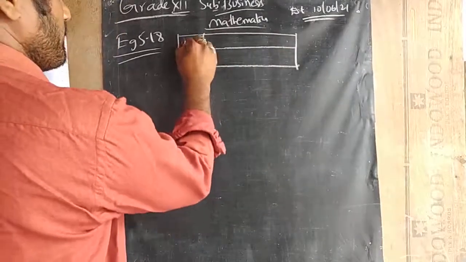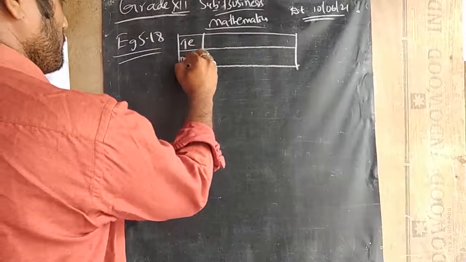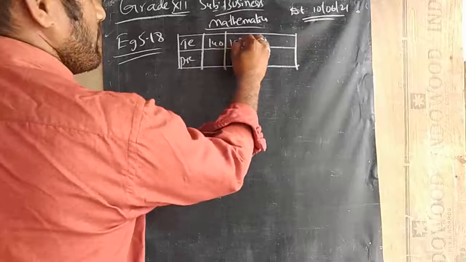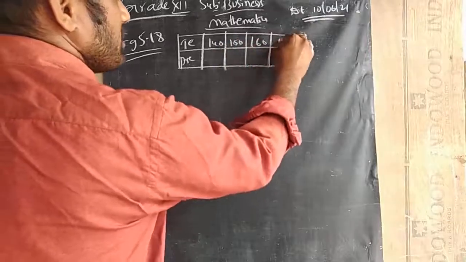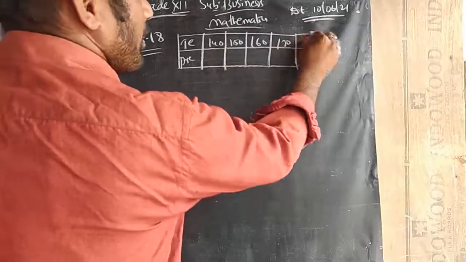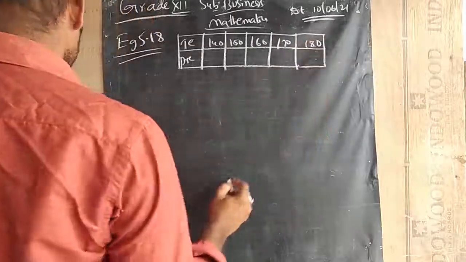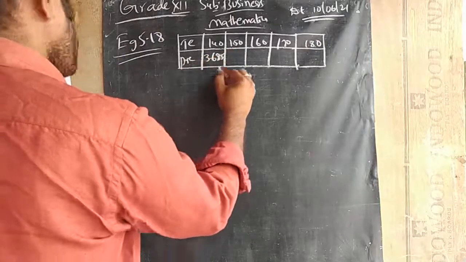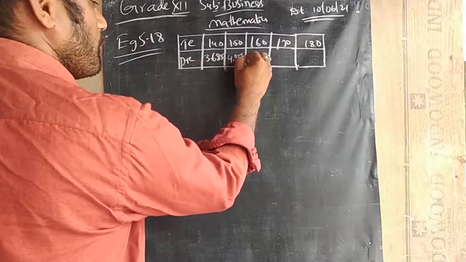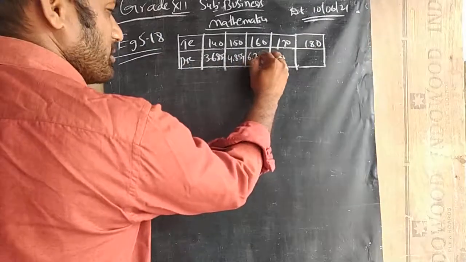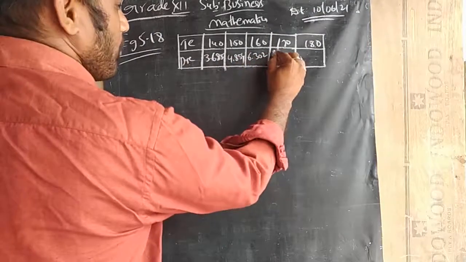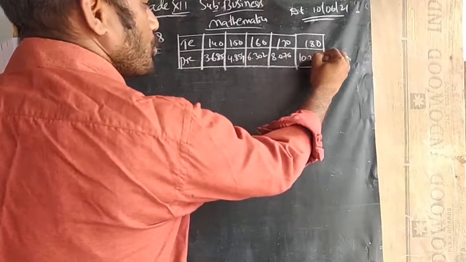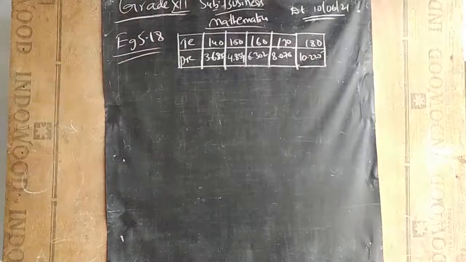So temperature and pressure. So 140 degrees, 150, 160, 170 and 180. So these are the temperatures. And the pressures are 3.685, 4.854, 6.302, 8.076, 10.225. So this is the temperature and pressure.